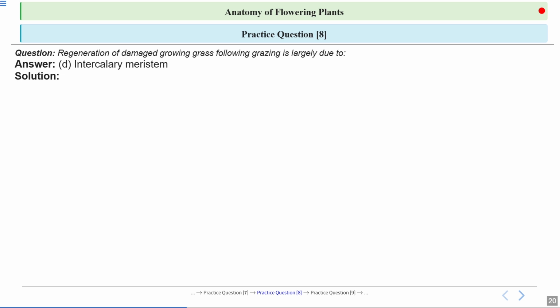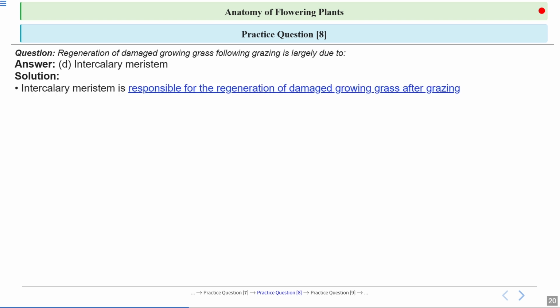Yes, it is intercalary meristem, not the lateral meristem. Intercalary meristem is responsible for the regeneration of the damaged growing grass after grazing. Lateral meristem is the cambium. Lateral meristem is cambium that is present where? Between the xylem and phloem in the vascular bundle. That is the lateral meristem.